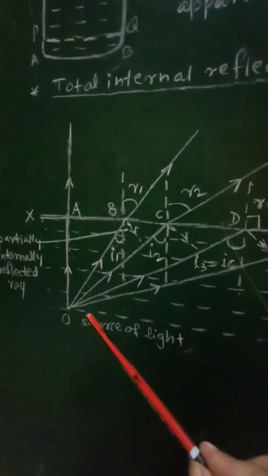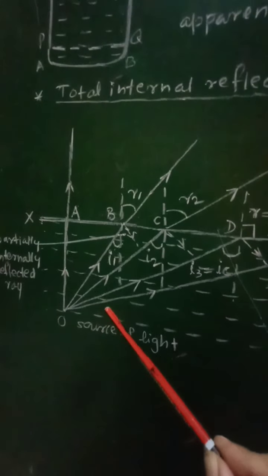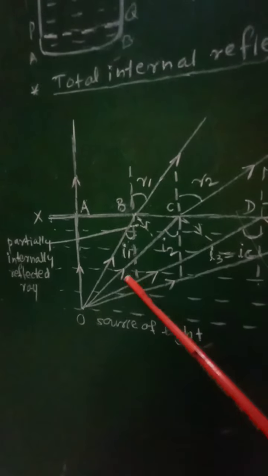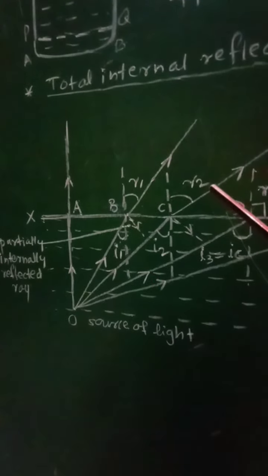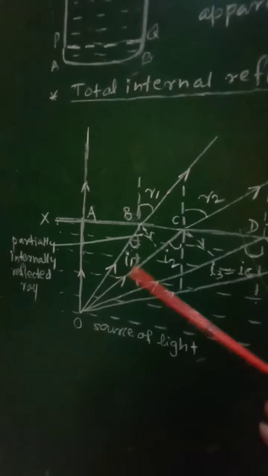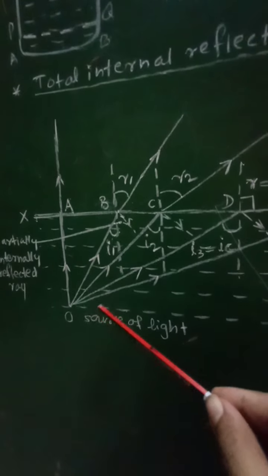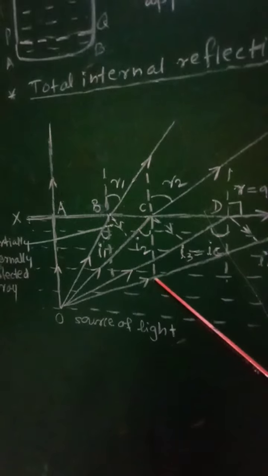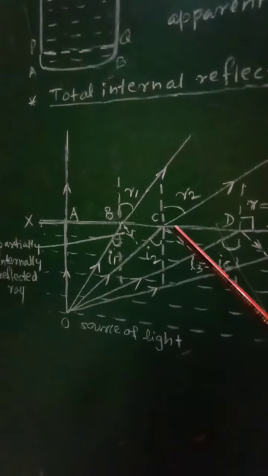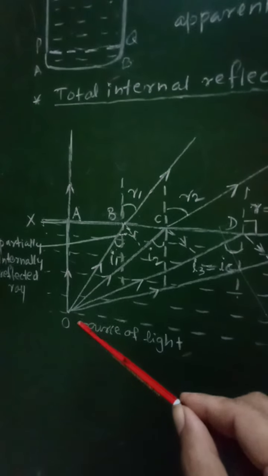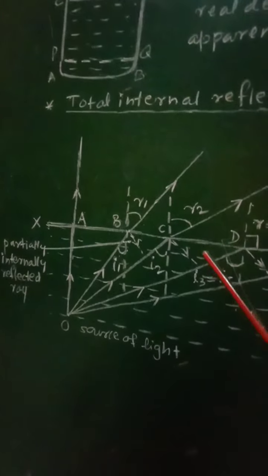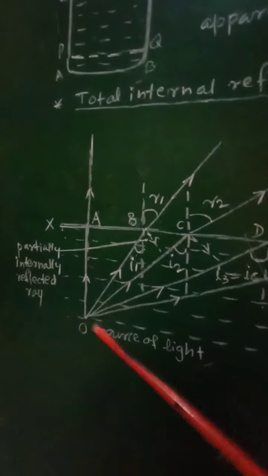That means in this case the ray of light will first travel through the denser medium and then enter into the rarer medium. We know that when the ray of light first travels through denser medium and then enters into rarer medium, it bends away from the normal. If O is the source of light, it will emit light in all possible directions. Suppose the first ray OA is normally incident on this surface xy, so directly that ray of light OA will pass through the surface without bending. It will get transmitted through it.